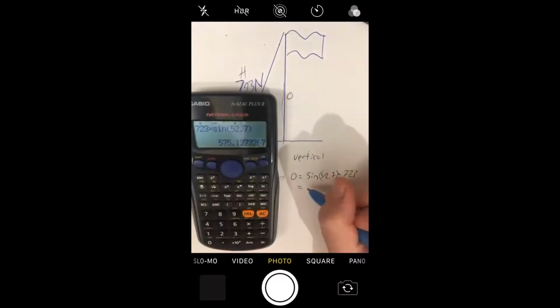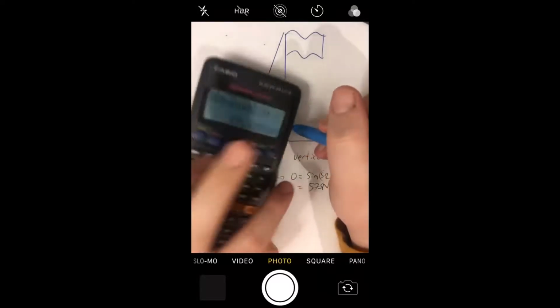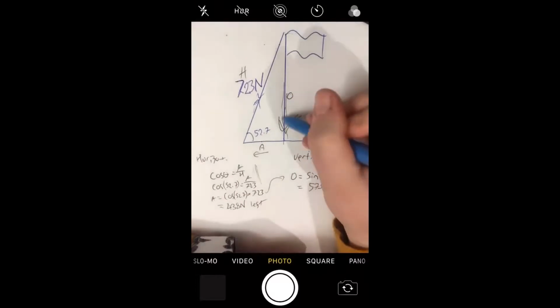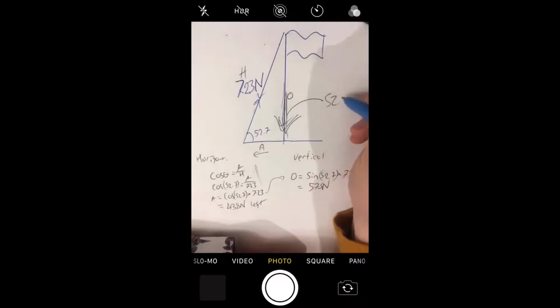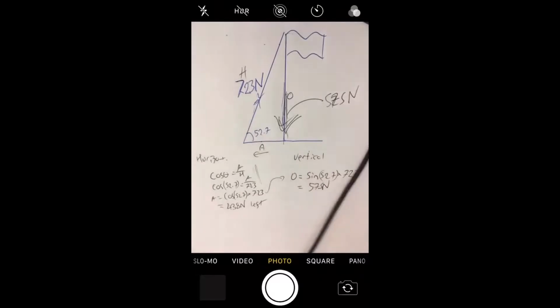575 newtons. So that's the force downwards, right? That is the force that is pulling this pole into the ground, 575 newtons. You might find that you need more than 575 newtons, so you might need to add another guiding wire. Maybe safety restrictions say you have to have at least 1,000 newtons pulling your flagpole into the ground. Otherwise, it's not safe. So that's how that kind of question can be done.